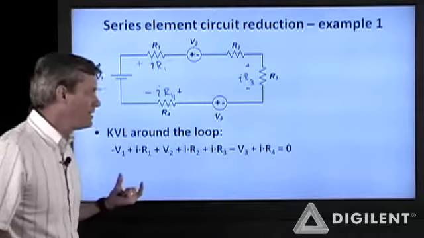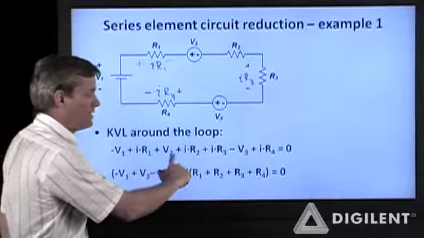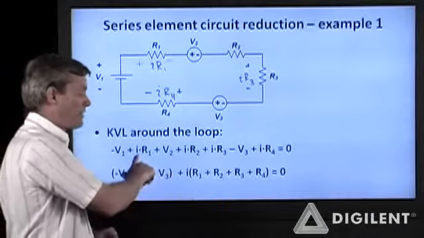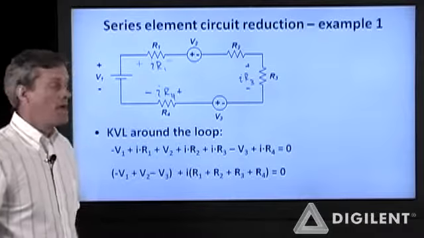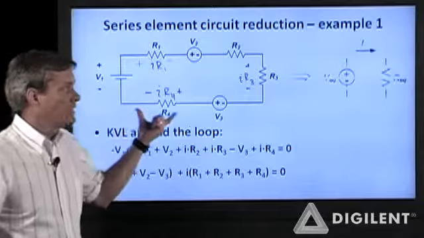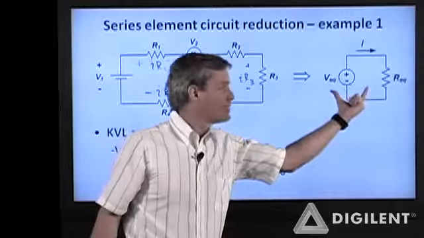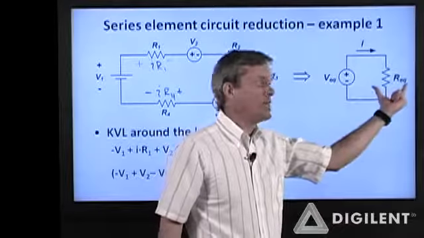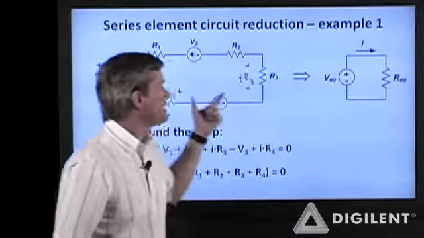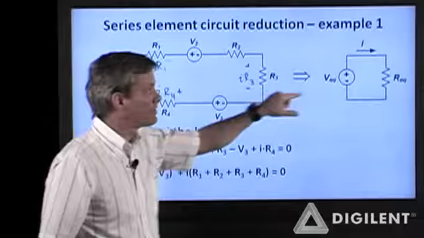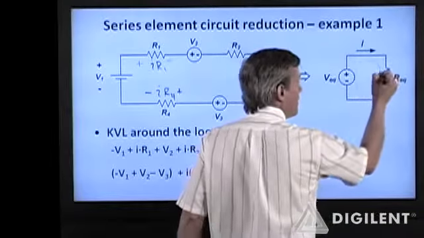I can regroup these to group the voltage sources together. So I have a negative V1, a positive V2, and a negative V3, and the current I multiplies the sum of all the resistances. Now I could equivalently write this circuit as an equivalent circuit with a single equivalent voltage and a single equivalent resistance. The current through this circuit is the same as the current through this circuit. They're both I.